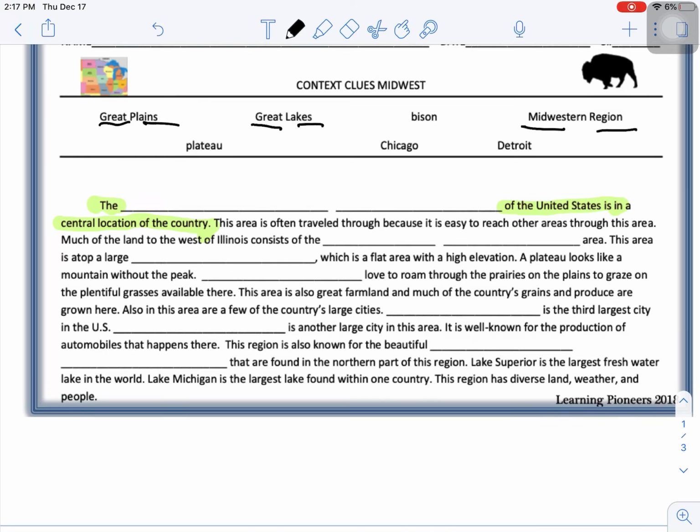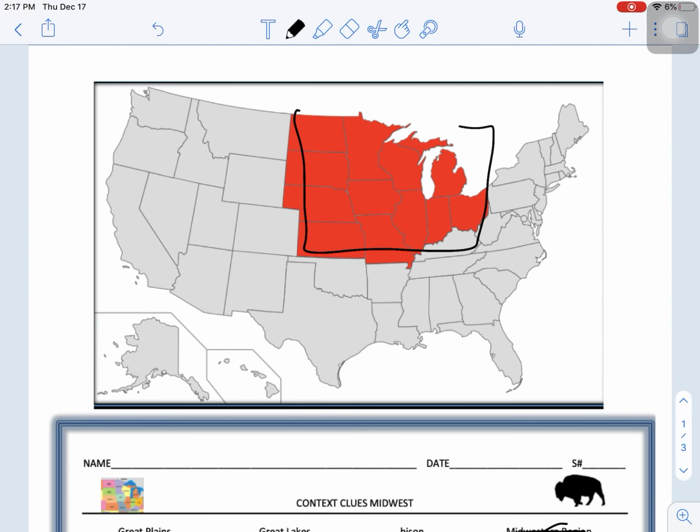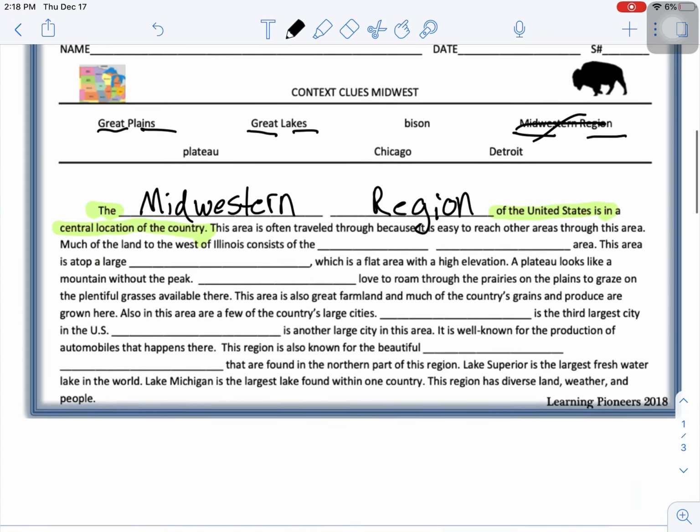Pause the video and see if you can figure it out. The correct answer here is Midwestern region. I'm going to cross that one off. So the Midwestern region of the United States is the central location of the country. So if I look here, it is pretty center within our United States. I'm going to keep reading.